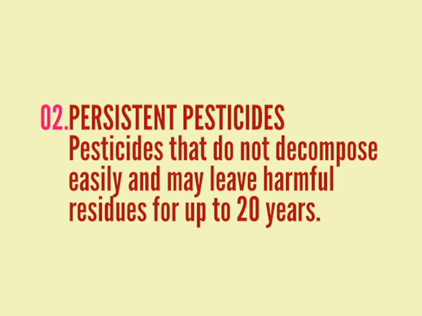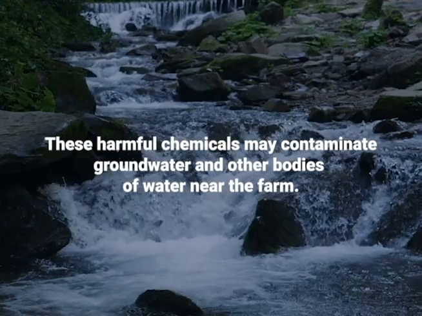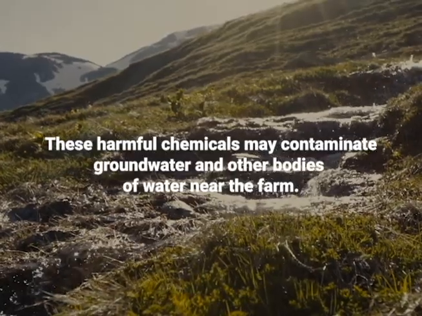Number 2, persistent pesticides. These are pesticides that do not decompose easily and may leave harmful residues for up to 20 years. Since these chemicals do not decompose easily, harmful chemicals can accumulate on farmlands with the regular application of these pesticides. These harmful chemicals may contaminate groundwater and other bodies of water near the farm. Examples of these pesticides are DDT, dieldrin, endrin, and heptachlor.